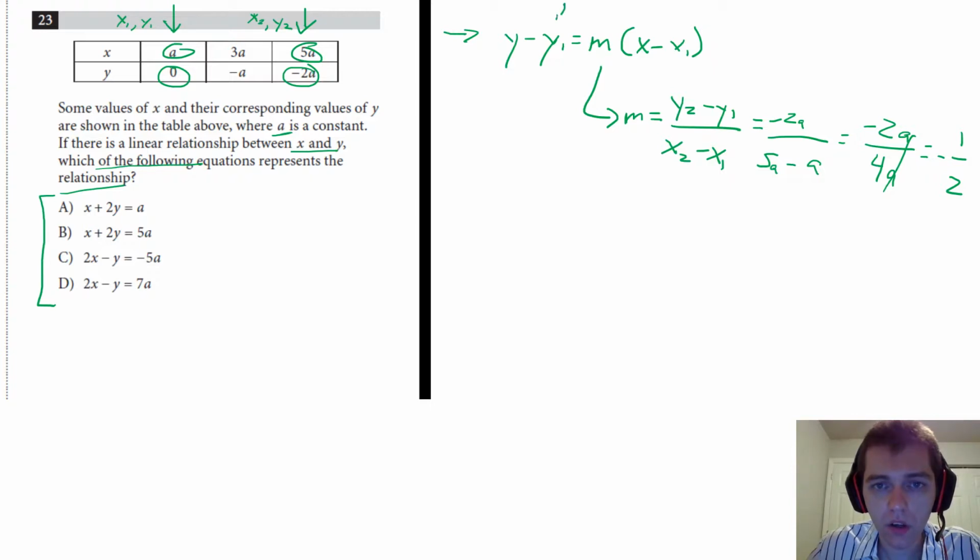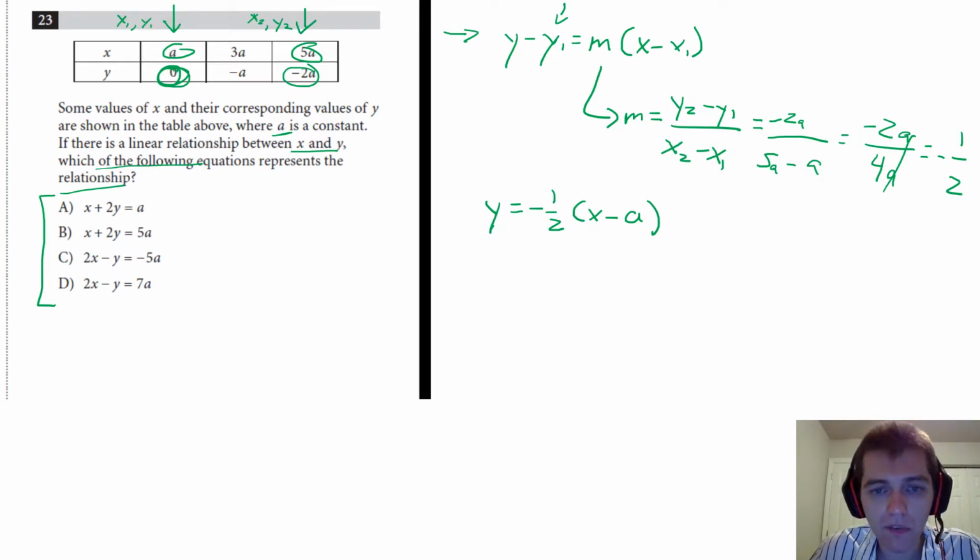Plug in your y1, which pretty conveniently is 0. That's a good reason to pick this one as the x1, y1, because that 0 makes this equation pretty easy. The y1 just sort of goes away. Y is equal to negative 1/2 x minus the x1, in that case was a, x minus a.